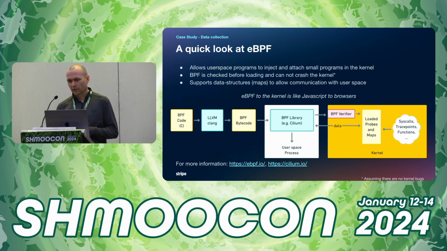So eBPF is a Linux feature that allows loading of probes, they're called probes, little programs, functions, into the kernel at runtime by a user space program. So you can load a tiny little bit of code into the kernel. It gets attached to a function, a syscall, a trace point, or anywhere in the kernel, really. And whenever the kernel hits that function or trace point, it will execute that probe, that little bit of code.